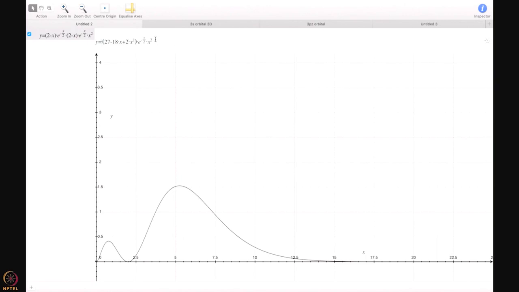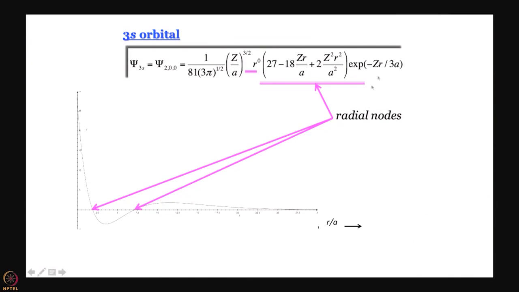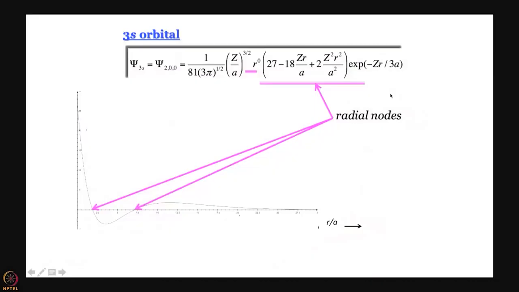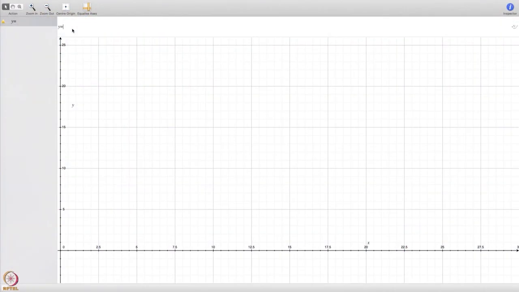And while doing all this, let us not forget that this factor is multiplied by an exponential term. And I will take you back in case you have not noticed what the exponential term is. The exponential term is e to the power minus zr by 3a. For our purpose, we will set z to 1, a to 1. It will be z divided by 3. Let us see. So, we have seen the functional form for the 3s orbital.